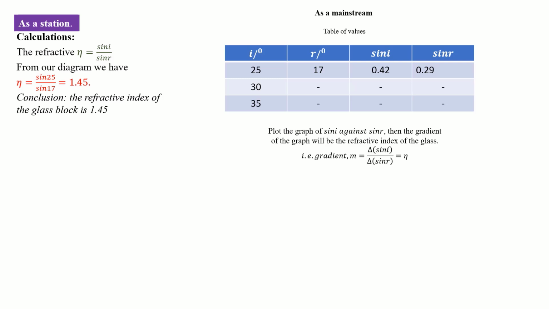Now when that is done, you are going to plot the graph that is required of you. They will always give you instructions on what to plot, but since here we are determining the refractive index using Snell's law, we can plot the graph of sine I against sine R. And also remember, you can also be asked to plot the graph of sine R against sine I, so that when you calculate your gradient it would simply be 1 divided by the refractive index theta.